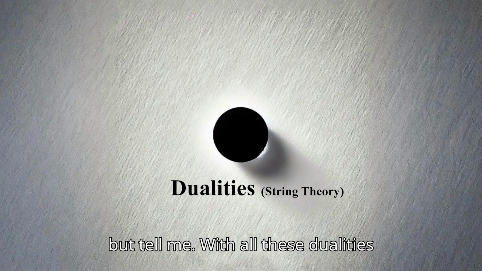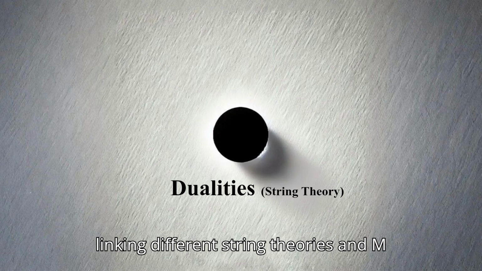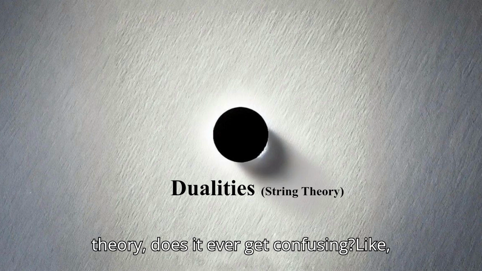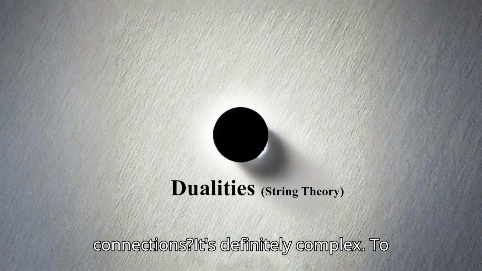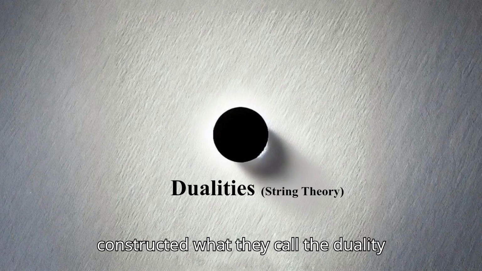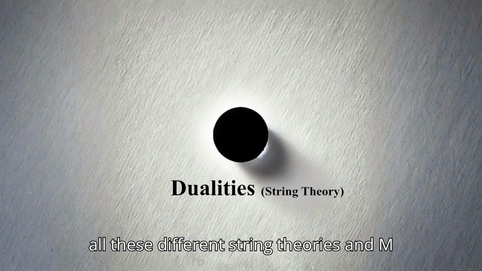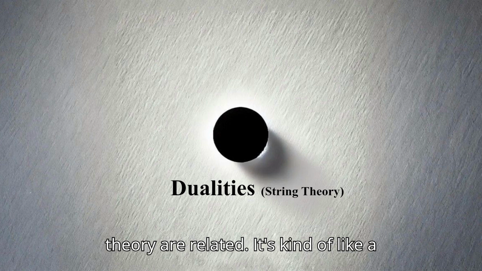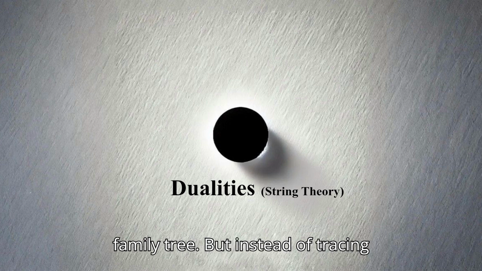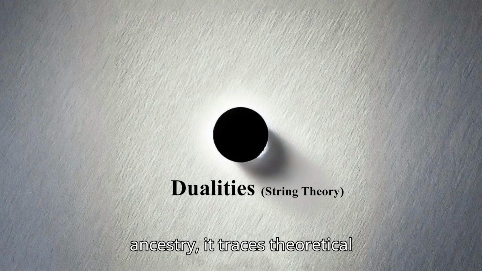But tell me, with all these dualities linking different string theories and M-theory, does it ever get confusing? Like, how do physicists keep track of all these connections? It's definitely complex. To keep things straight, physicists have constructed what they call the duality web. It's a visual representation of how all these different string theories and M-theory are related. It's kind of like a family tree, but instead of tracing ancestry, it traces theoretical connections.